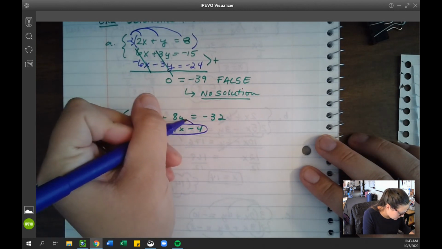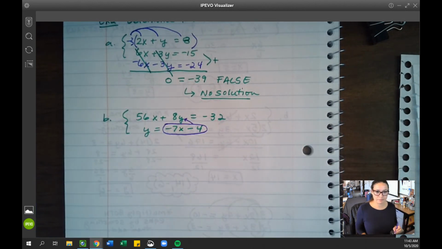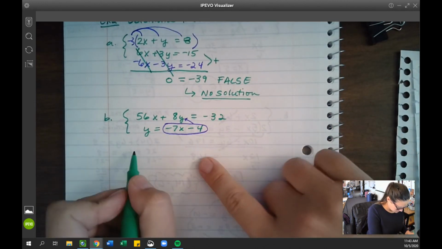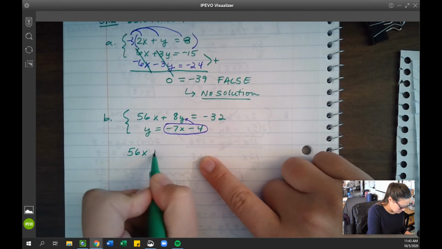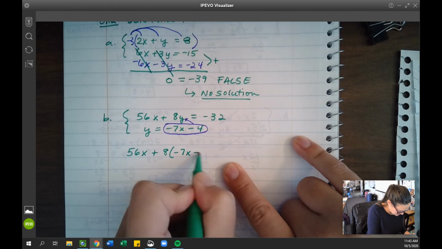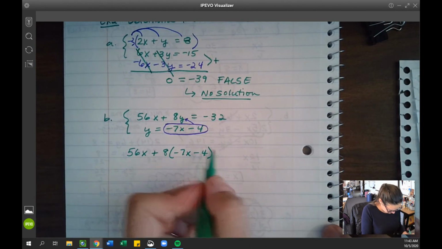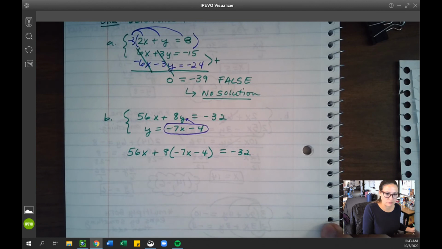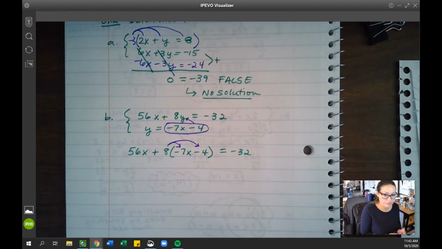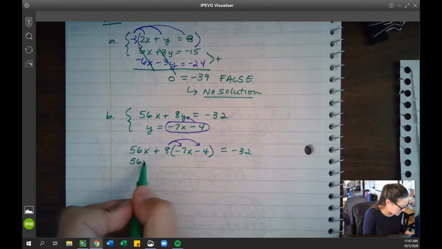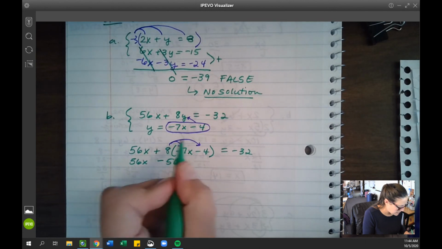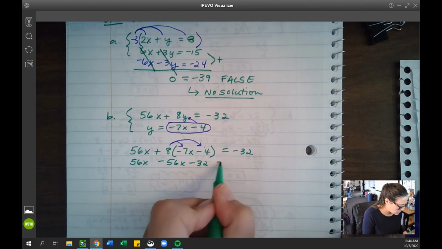So I'm going to take that and I'm going to put it in the place of y in the first equation. So that's going to give me now 56x plus 8, and instead of y here, I'm going to put negative 7x minus 4 equals negative 32. All right, now I need to distribute the 8. So I have 56x. 8 times negative 7x gives me a minus 56x. 8 times negative 4 gives me a minus 32.